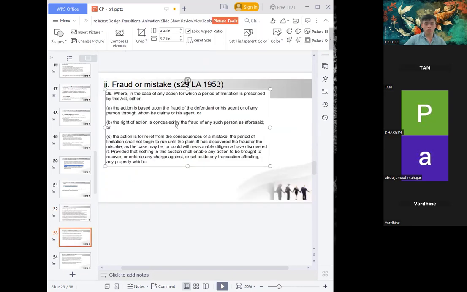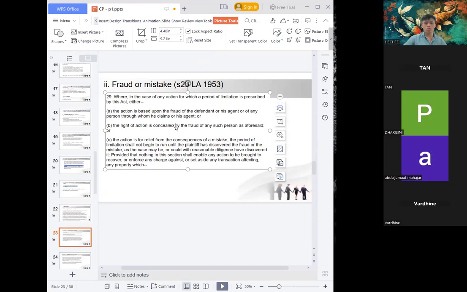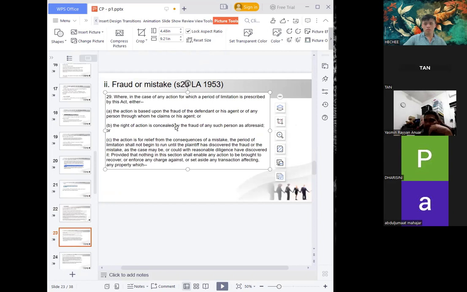Then the second one is fraud or mistake. The fraud I am saying here is not criminal fraud. It can be a civil fraud. So when somebody, let's say right now I am giving you a cheque, but the cheque doesn't exist in the first place, then I use it as evidence. This is fraudulent evidence. So when you discover this is a fraudulent thing, your limitation will run from the day you discover it, as you can see from here.